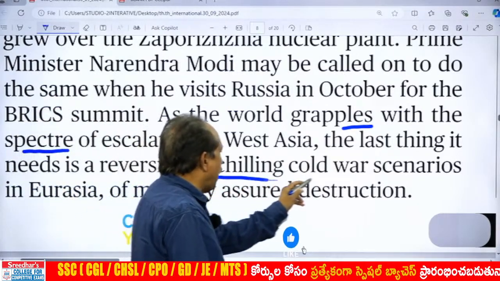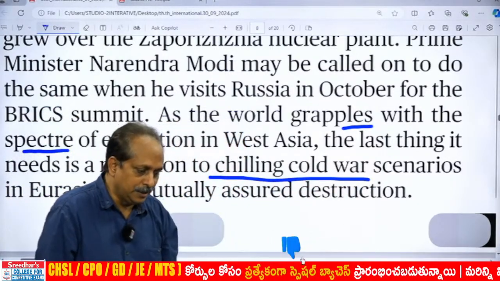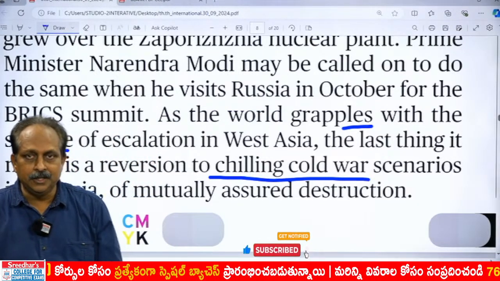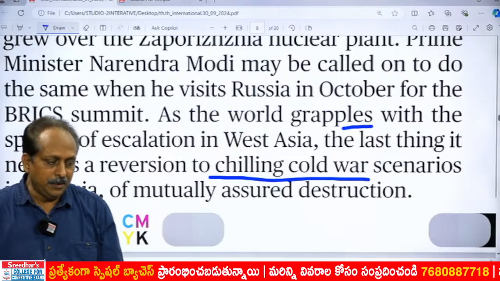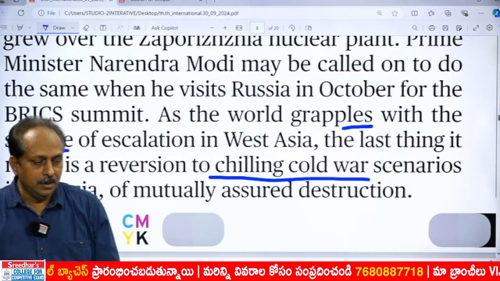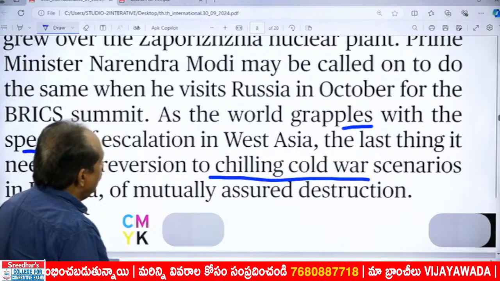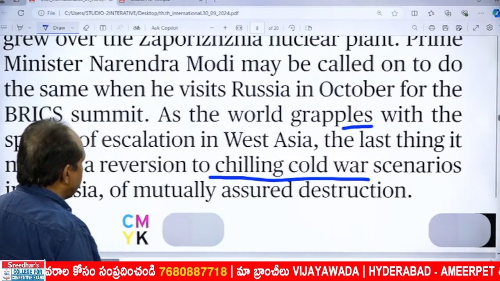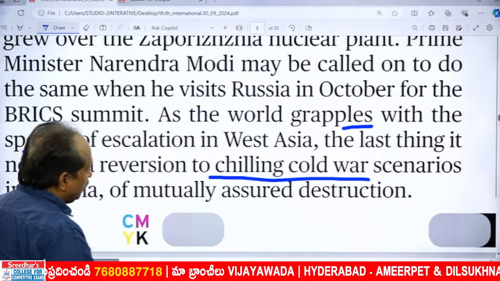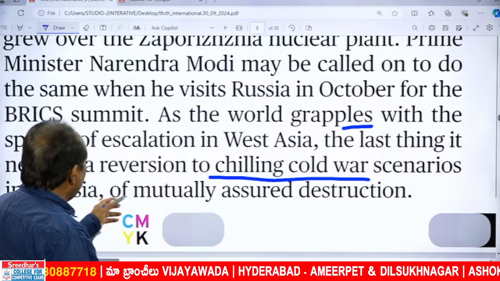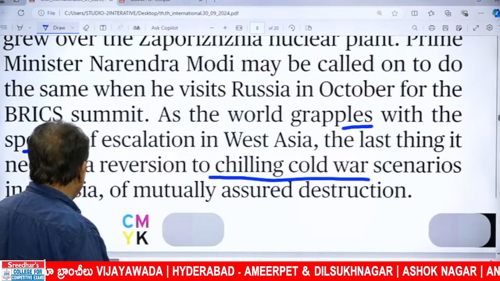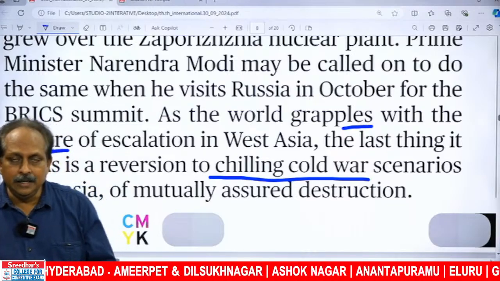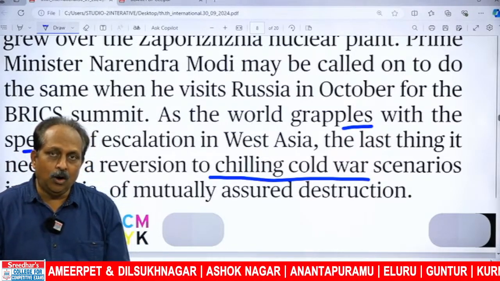You need a bit of background information to understand the last sentence. Right now, the world is grappling with a lot of problems. One in the West Asian region, another mid-Eurasia between Russia and the Ukraine. And against this background, as the world grapples with the spectre of escalation in West Asia, threat of escalation in West Asia, the last thing it needs, what is the last thing the world needs, is a reversion to chilling Cold War scenarios in Eurasia. Chilling in this context means threatening, scary, chilling Cold War scenarios.